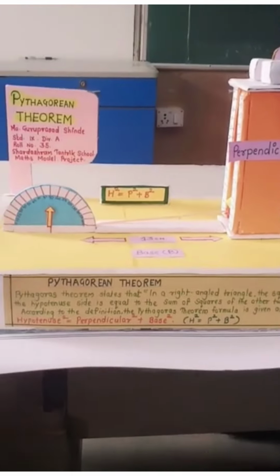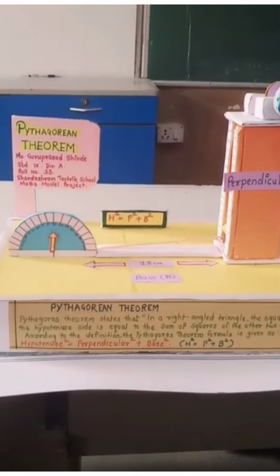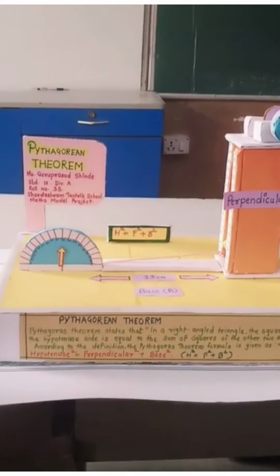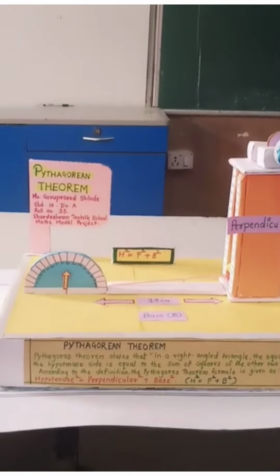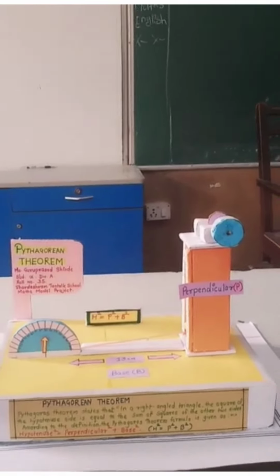The theorem is hypotenuse square is equal to perpendicular square plus base square. We use this type of theorem in right angle triangles and such types of other triangles.